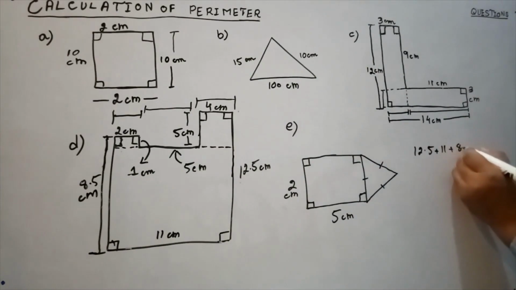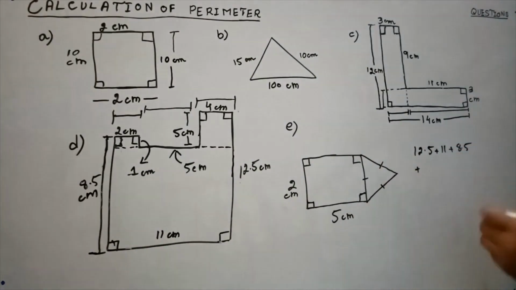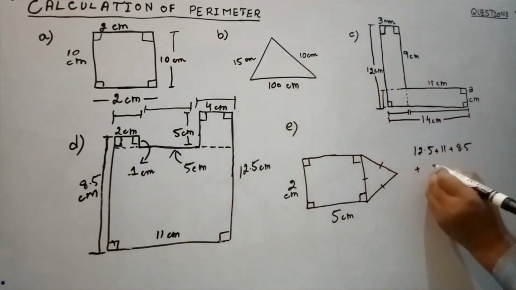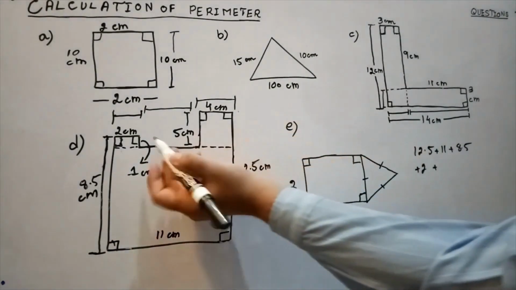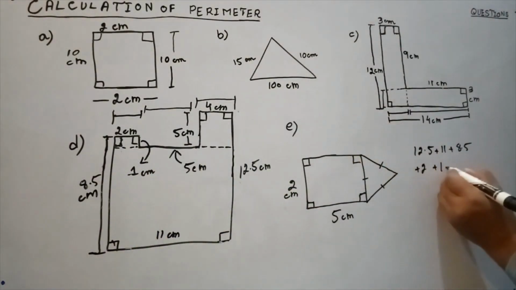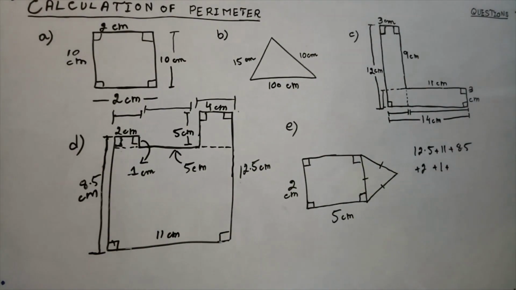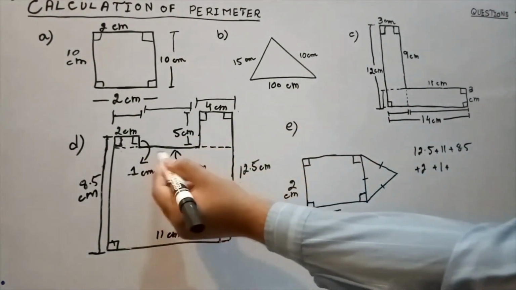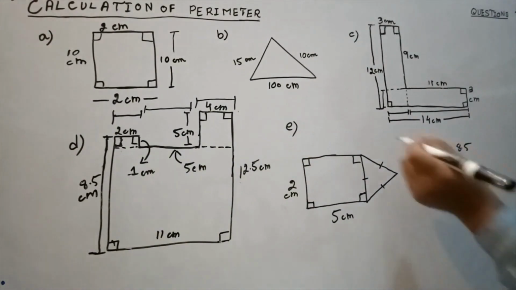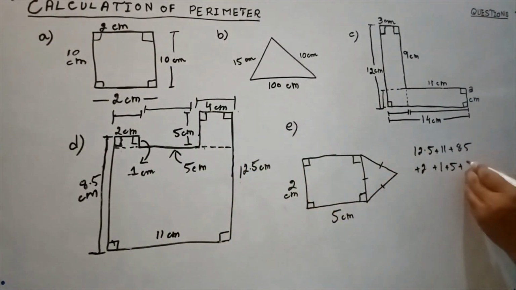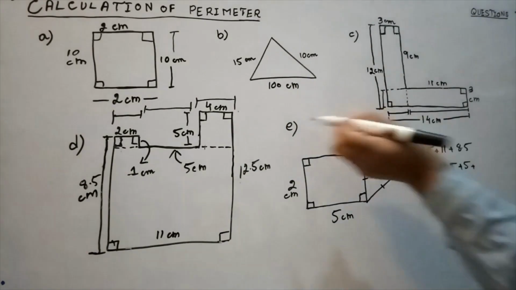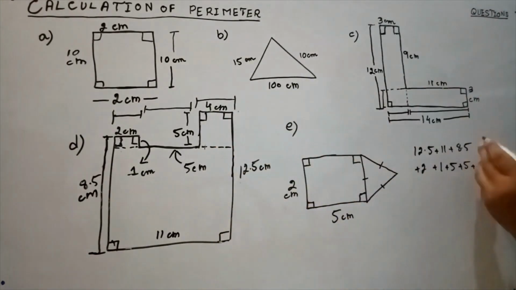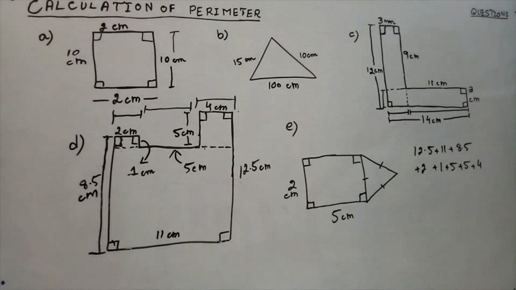Here we have 8.5 plus 2 plus, now this one, 5, and now this one, 5, and now this one, 4 centimeters. We have to add all the lengths of the boundaries. Clear? So we have added all the lengths of the boundaries, and now let's see what's the answer.